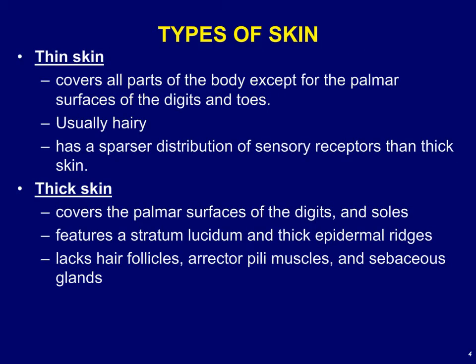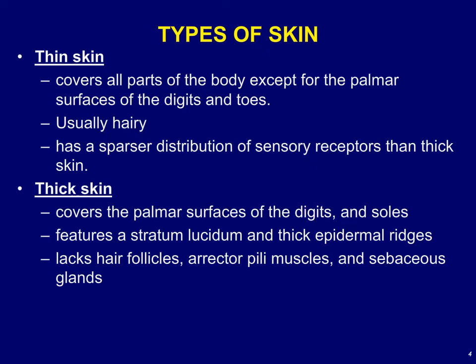Now, depending on the area of the body that you're looking at, the skin may be very thick or it may be quite thin. Thin skin tends to be most numerous on the mammalian body, and it covers all parts of the body except for the paw pads, and it's usually hairy. It has a sparse distribution of sensory receptors in comparison to thick skin.